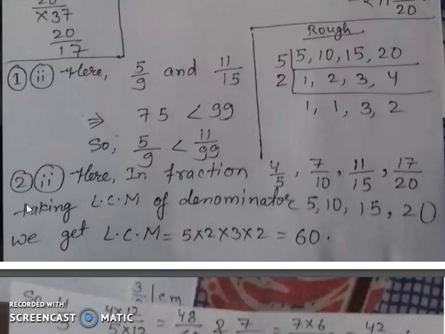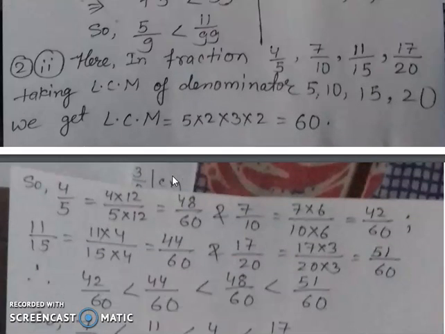Question number 1 and 3, of 1 I had already explained, so 2 is over here. And question number 2, there were 2 questions only. You have to write in ascending order. Arrange the following fractions in ascending order. I had also written the fractions in the question, same fractions are there: 4 by 5, 7 by 10, 11 by 15 and 17 by 20. These 4 fractions you have to arrange in ascending order.